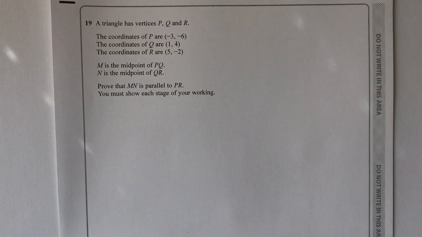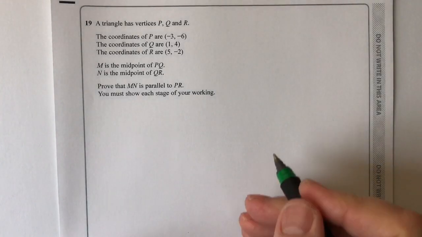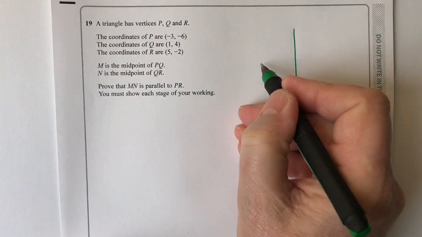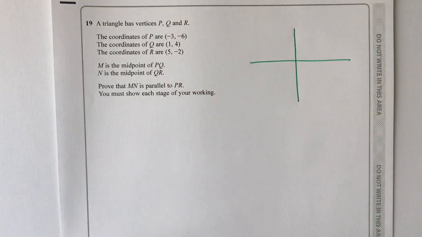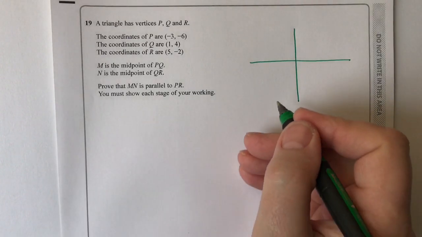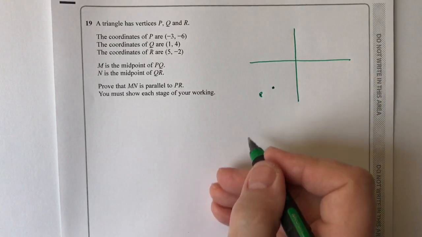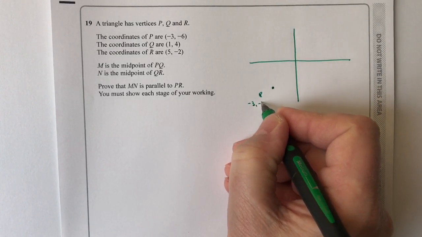Okay, so a triangle has vertices, in other words, has corners of P, Q and R. The coordinates of P are that, Q is that, R is that. Alright, so what I'm going to do is, firstly, I'm just going to draw a little diagram of what that actually looks like. So, I've got my axes there, okay. So, if we look at P, well, P is -3, -6. So I'm going to put P somewhere down here. So this is P, okay, and the value of P is -3, -6.